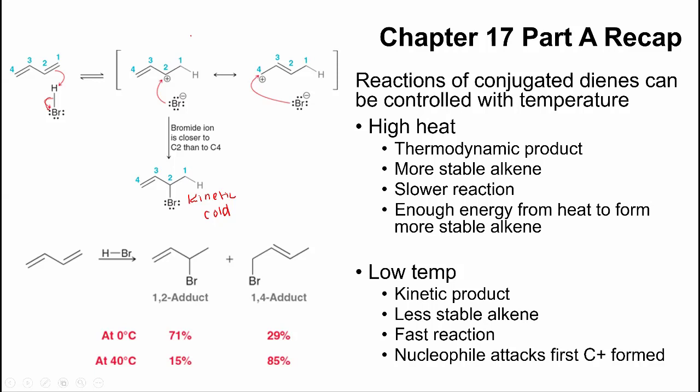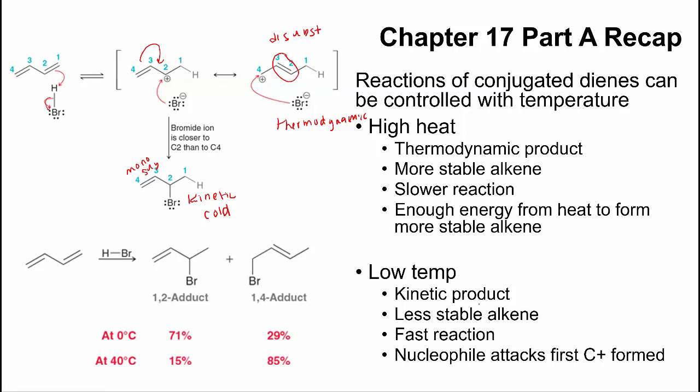But if you have the warmer conditions, we can form a resonance structure where these electrons move over to between 2 and 3. So you form this resonance structure here. That carbocation moves to 4, and that makes a more stable alkene when Br attacks 4. In the kinetic product, your alkene is monosubstituted. And in this product over here, the thermodynamic one, your alkene is disubstituted, which is more stable than the monosubstituted.